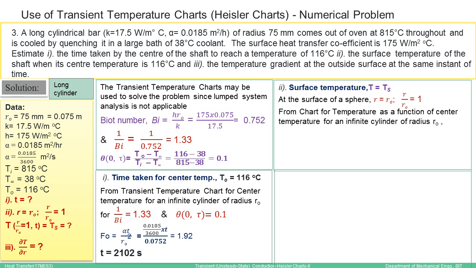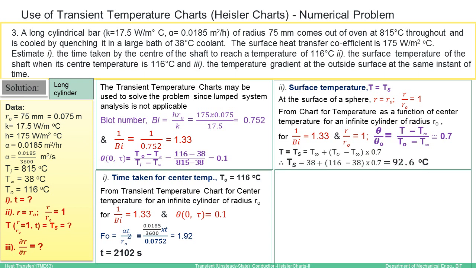From the chart, that is temperature as a function of center temperature for an infinite cylinder of radius R naught, by using 1 by Biot number and R by R naught equal to 1, we get theta divided by theta naught equal to 0.7. Since theta by theta naught is equal to T minus T infinity divided by T naught minus T infinity, we can get the value of T, that is 92.6 degree Celsius.